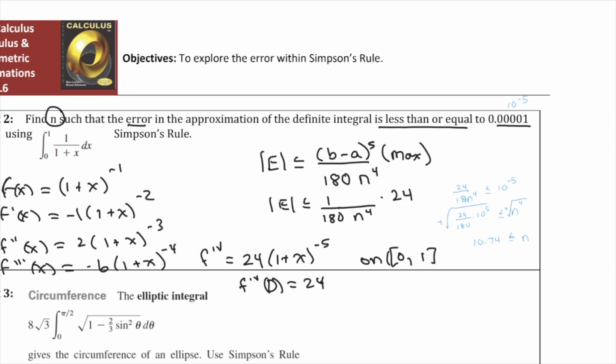But think about Simpson's method for a moment. In Simpson's method, you have to use an even n value. I'd like to use 10, but that's not permitted because 10 is not larger than 10.74. So in order to get the error where we want, the n value that we have to have, or the number of partitions, needs to be 12.